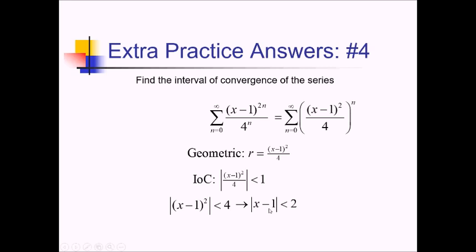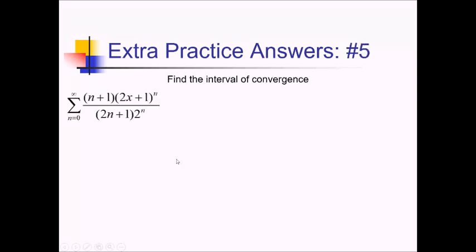Now I just put this in my double inequality notation. So rewriting this without the absolute value, we can write this as negative 2 less than x minus 1 less than 2. Adding 1 everywhere, we have negative 1 less than x less than 3. And because we know that a geometric series has no ambiguity at the endpoints, those are never included, this is going to be our interval of convergence. There's no need to test the endpoints on this.